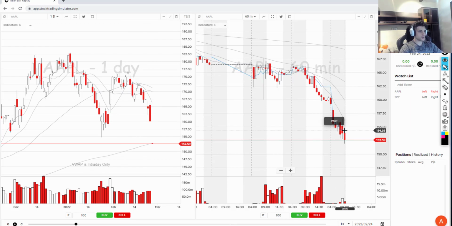When I took a look at Apple, I told myself, hey, it's a little bit difficult. We already gapped down too much. I want to play to the long side, but I can't see a clear level to play to the long side. And the 60 looks a little bit weak, so I'll just avoid it. I skipped it, I deleted it from my watch list, and I moved on.